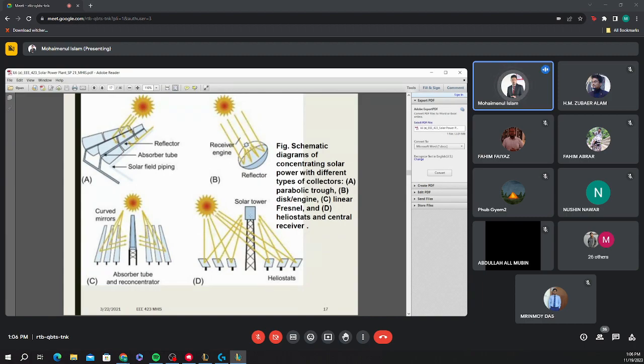That tower should have a big drum. That drum contains maybe water or liquid, and that can start vaporizing and produce steam. That is the idea. So there are 4 types of concentrating solar thermal receiver. Okay, number 1 is our parabolic trough. Number 2 is dish type or disc type. Number 3 is Fresnel lens type, and number 4 is central receiver type. Okay.